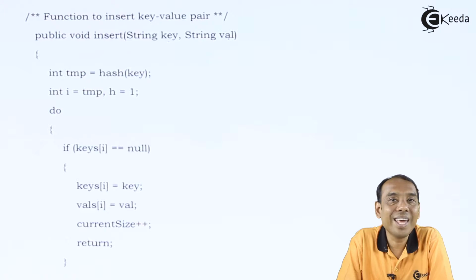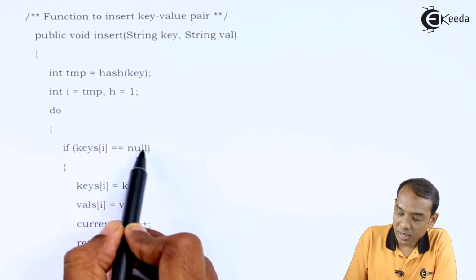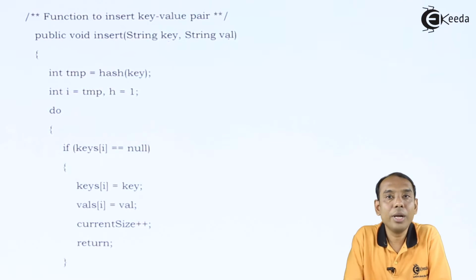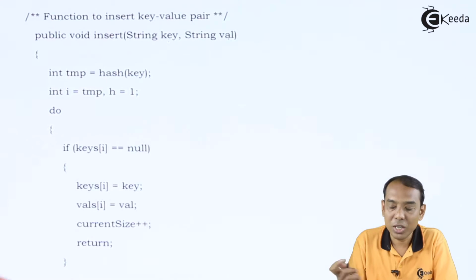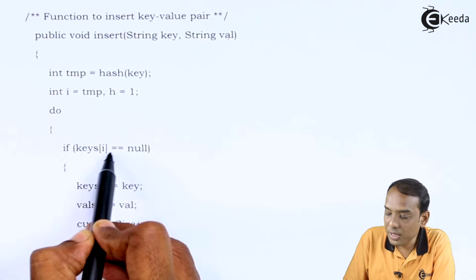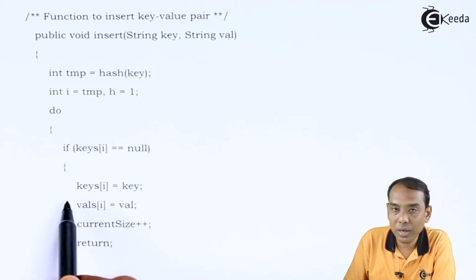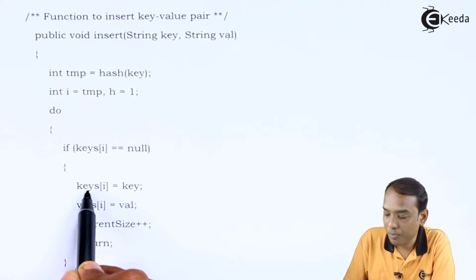You must remember, in the case of a do while loop, even if the condition is false, the loop executes at least once. Let us look at the do while loop. Do, inside that we are going to check for the condition. If keys[i] is equal to null, it means there is a gap, so we can fill up this gap. We have if keys[i] is equal to null, so we can insert the value. First, the key is taken and transferred to keys[i]. So we write keys[i] equal to key.